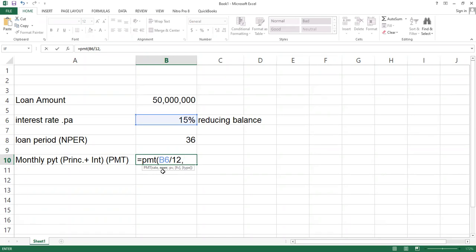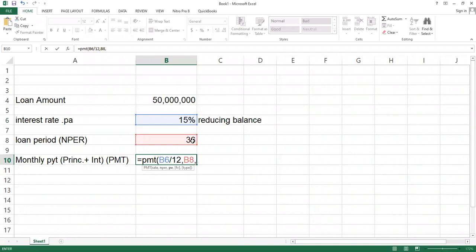NPER. NPER is the number of periods. And the number of periods in this case, there are 36 because you've borrowed for 3 years. Okay, 3 years. If I look at the number of months that are in 3 years, of course, those are 36. So I click in 36. Then I put a comma.